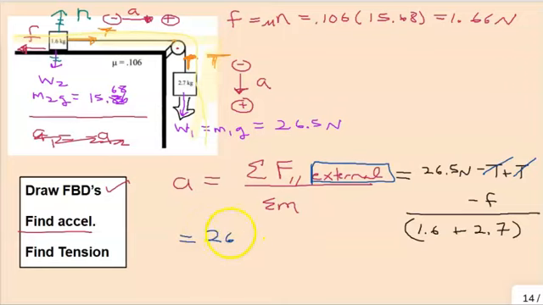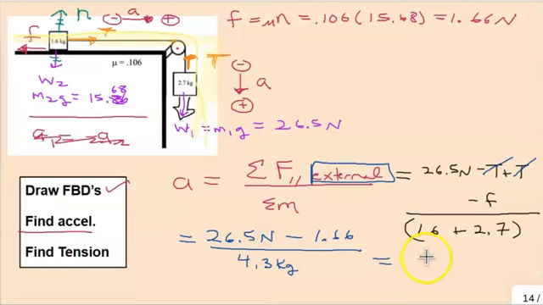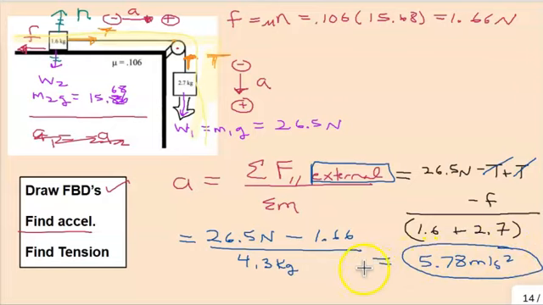All right, so our numerator is 26.5 newtons minus friction, which we already calculated, all over 4.3 kilograms. If you do out the math, you get 5.78 meters per second squared.